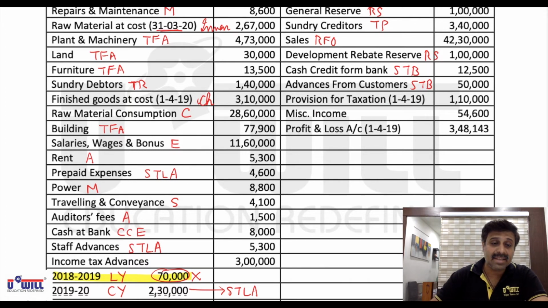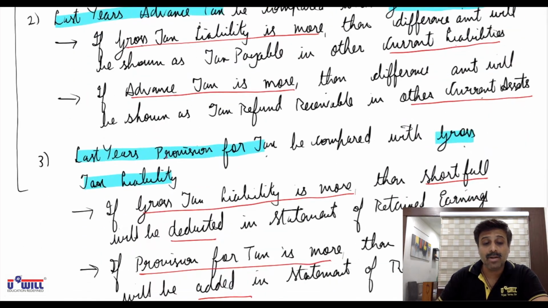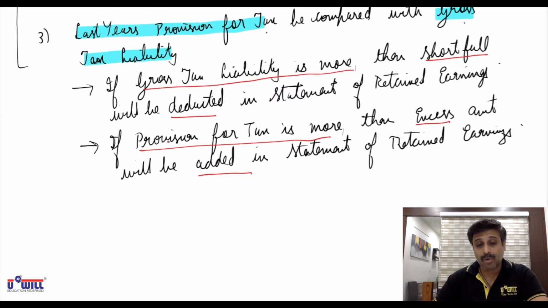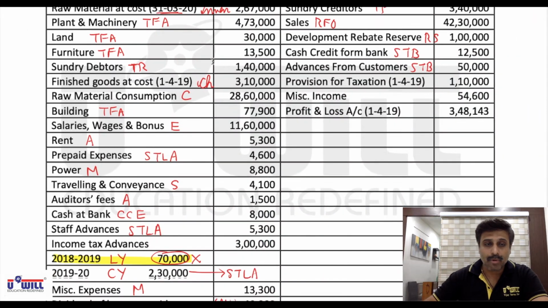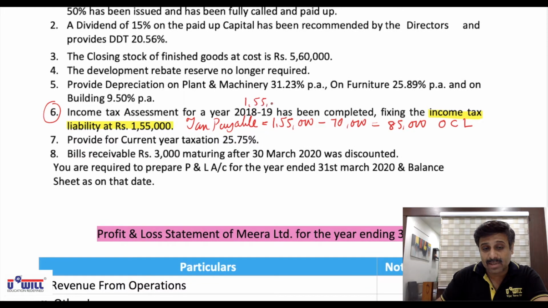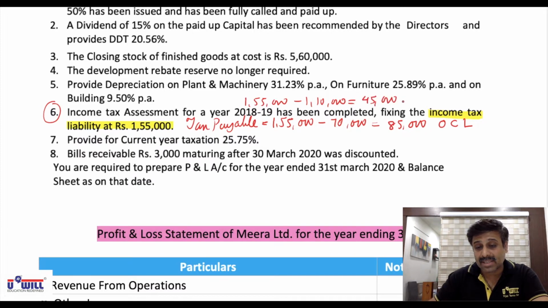Provision for tax. Now exactly same thing for provision for tax. What did we discuss? See that third note I made you write. Last year's provision for tax be compared with again gross tax liability. Here if gross tax liability is more, then shortfall means last year we provided less tax. So shortfall will be deducted in statement of retained earnings. And if provision for tax is more, then we had created excess amount in last year. Excess amount will be added in statement of retained earnings. Here provision for tax is again to be compared with gross tax liability 1,10,000 against that 1,55,000. So 1,55,000 minus 1,10,000, there is a shortfall of 45,000. Okay, what is this 45,000? It is a shortfall.